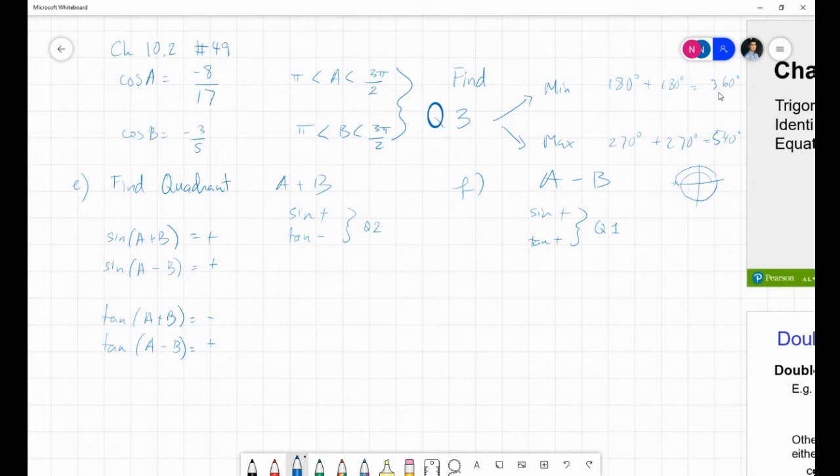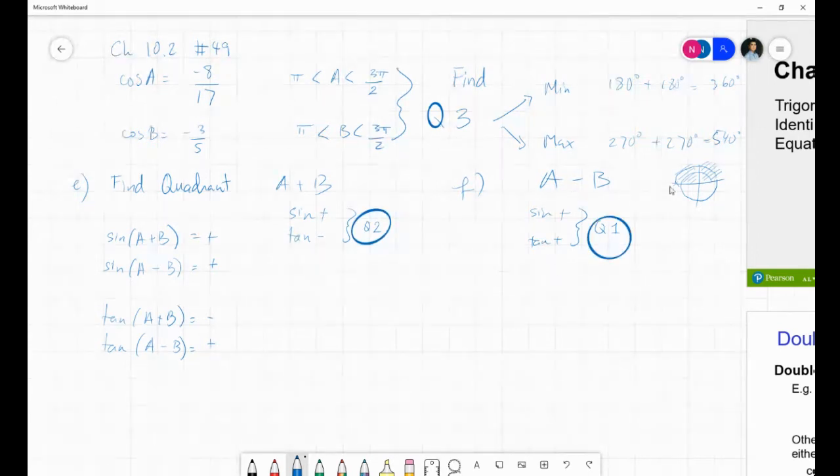So that means the minimum it could be is in quadrant 1, and the maximum it could be is in quadrant 2. So they're stuck in quadrant 1 or quadrant 2. There's no way it's outside of these two ranges. And it seems like they do fall in quadrants 1 and 2, so that's correct.